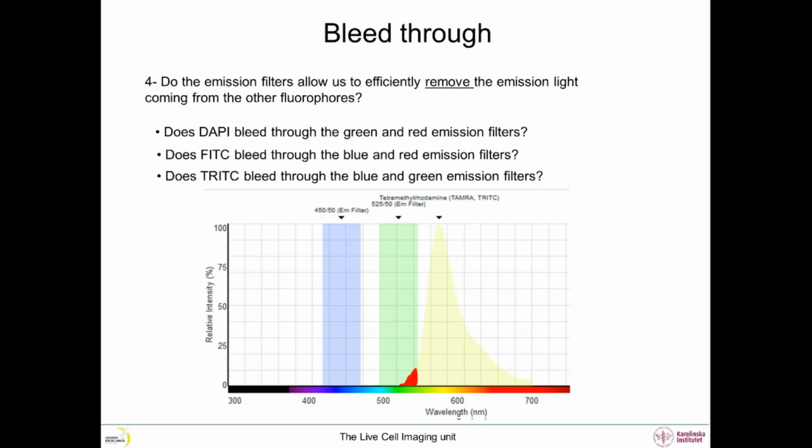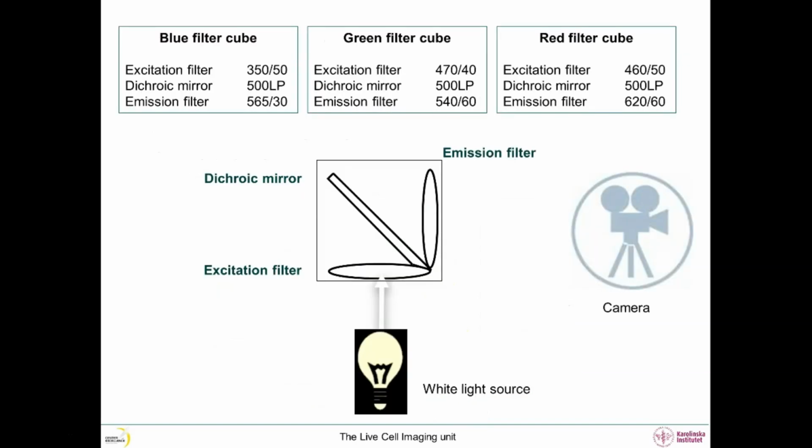Thus, in this example, we have bleed-through issues with several of our fluorophores. We have seen before that on the wide field system we imaged the 3 fluorophores one at a time, each time changing to the corresponding filter cube. This is because wide field systems usually only have one light source and one camera. This is called sequential imaging.